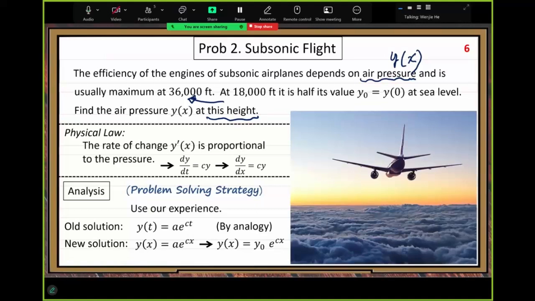Remember that A corresponds to the initial value at the height 0. When x equals 0, that's the A value. Okay? So at the height 0, the air pressure number y0, that should be the A value. So we replace A by this y0.